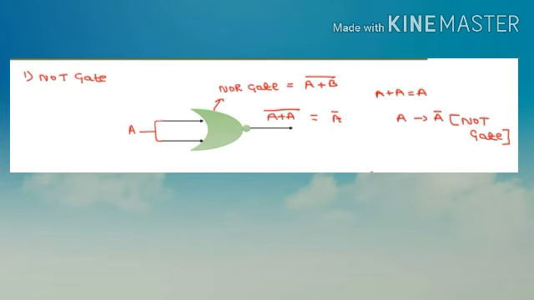So we'll get (A plus A) bar. As we know, A plus A is equal to A. So finally we'll get the equation A bar. This is the equation of NOT gate.